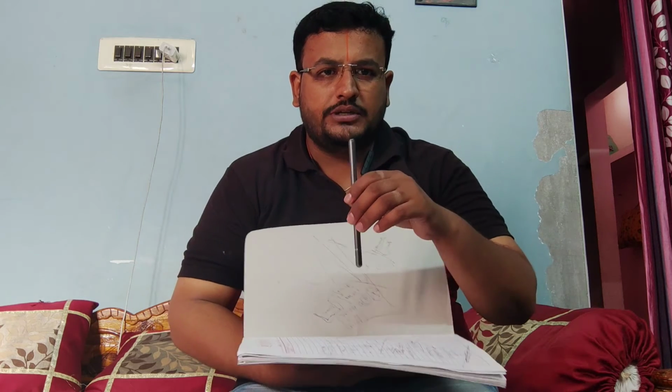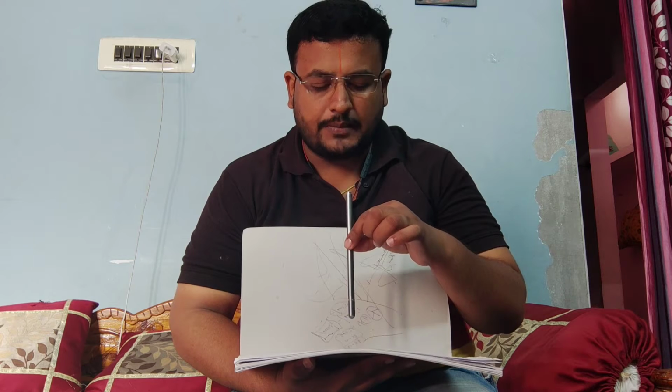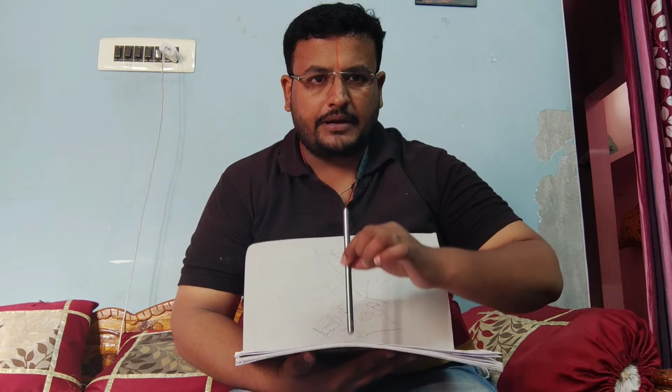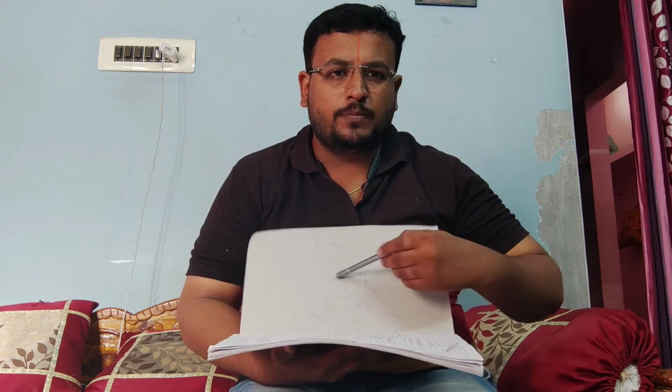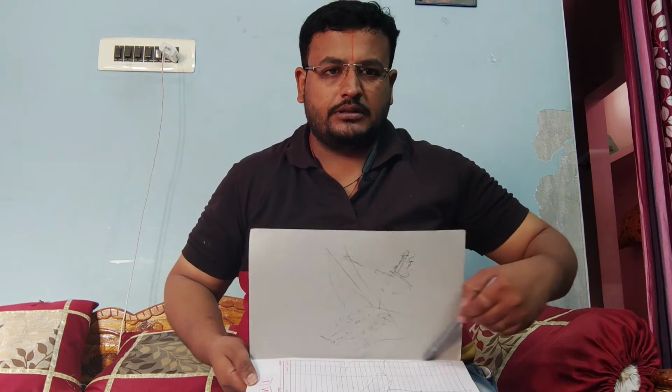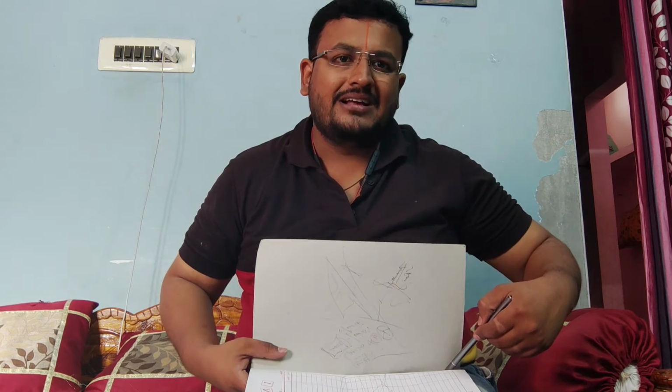Now if the line's position is like this, we can say that the line is parallel to VP and perpendicular to HP. This page of the book represents the vertical plane and this page represents the horizontal plane, and the line which divides these two planes is the reference line, generally represented by XY.